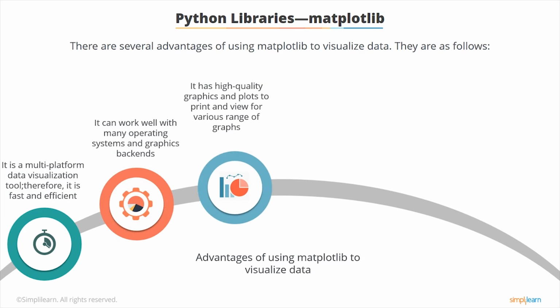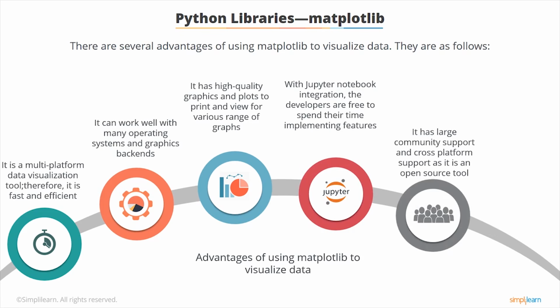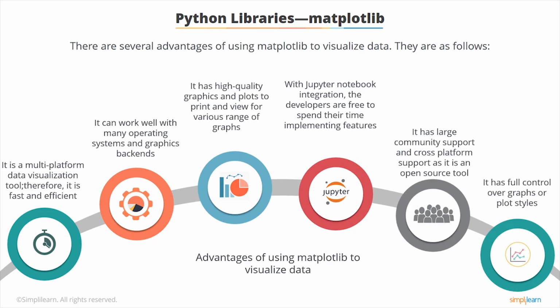It possesses high-quality graphics and plots to print and view for a range of graphs, such as histograms, bar charts, pie charts, scatter plots, and heat maps. With Jupyter Notebook integration, the developers have been freed to spend their time implementing features rather than struggling with cross-platform compatibility. It has large community support and cross-platform support as it is an open-source tool. It has full control over graph or plot styles, such as line properties, fonts, and axis properties.